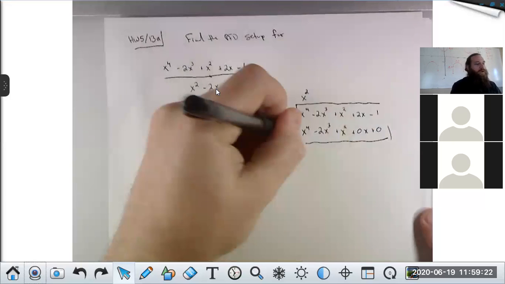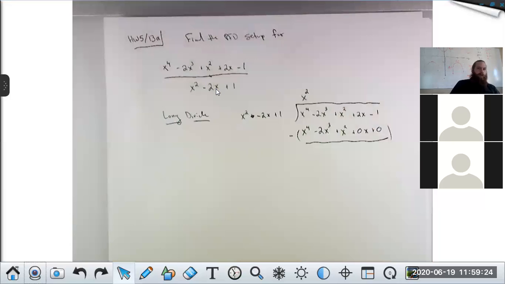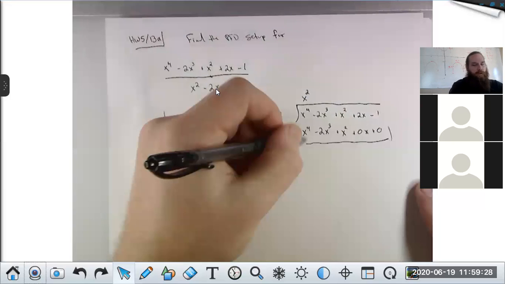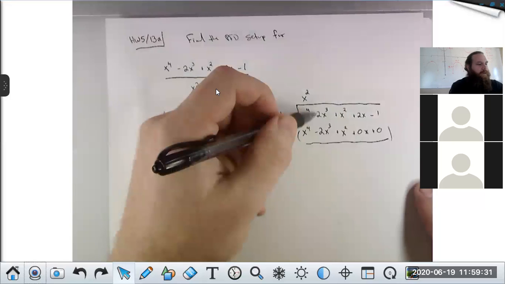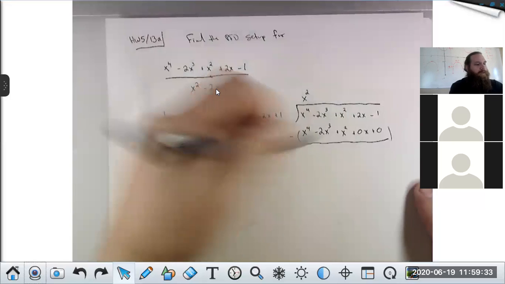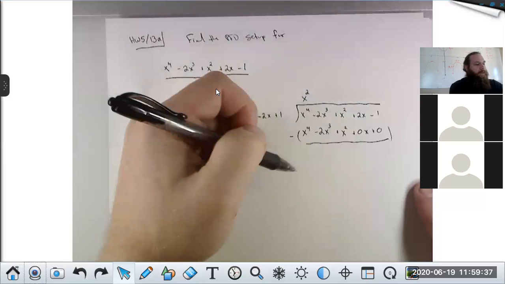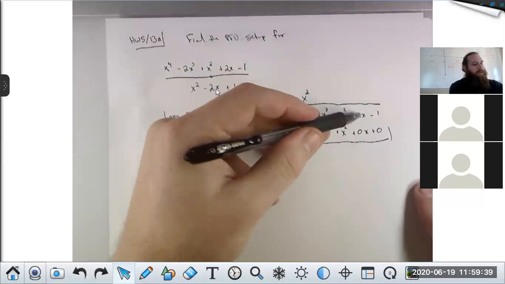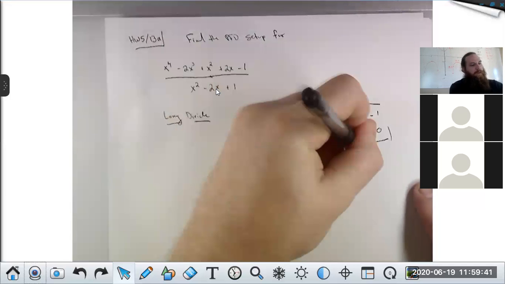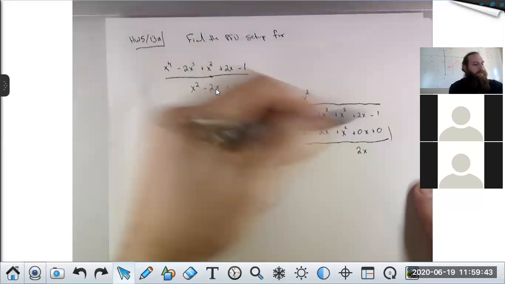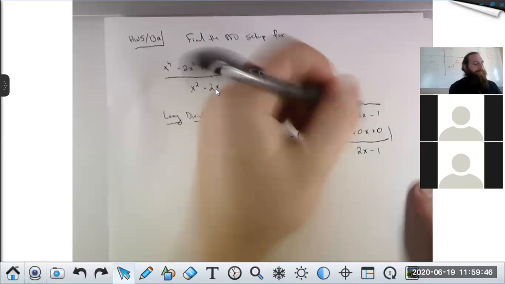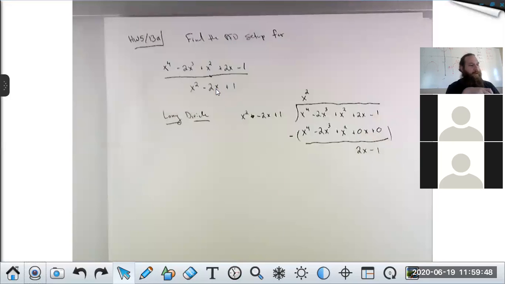What you got to do then is subtract the rows. So subtract the bottom row from the top row. x to the 4 minus x to the 4 is 0. Negative 2x cubed minus negative 2x cubed is 0. x squared minus x squared is 0. So what do we get? I've got 2x minus 0x, that's 2x. Got minus 1 minus 0, that's minus 1. And now just like in grade school when you were learning to long divide, this is your quotient, this is your remainder.